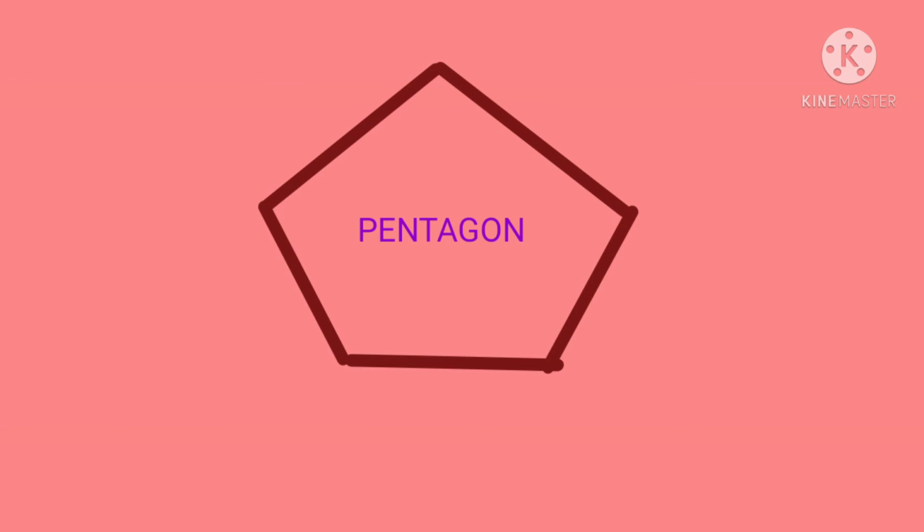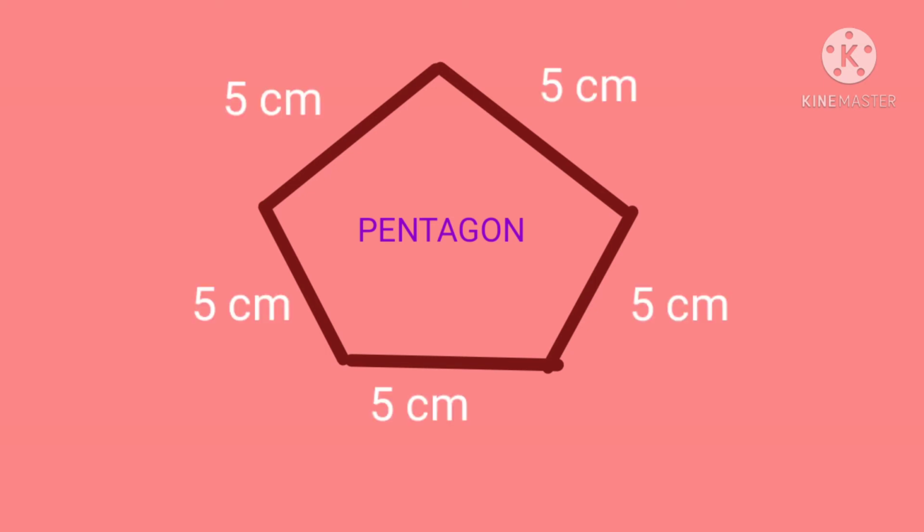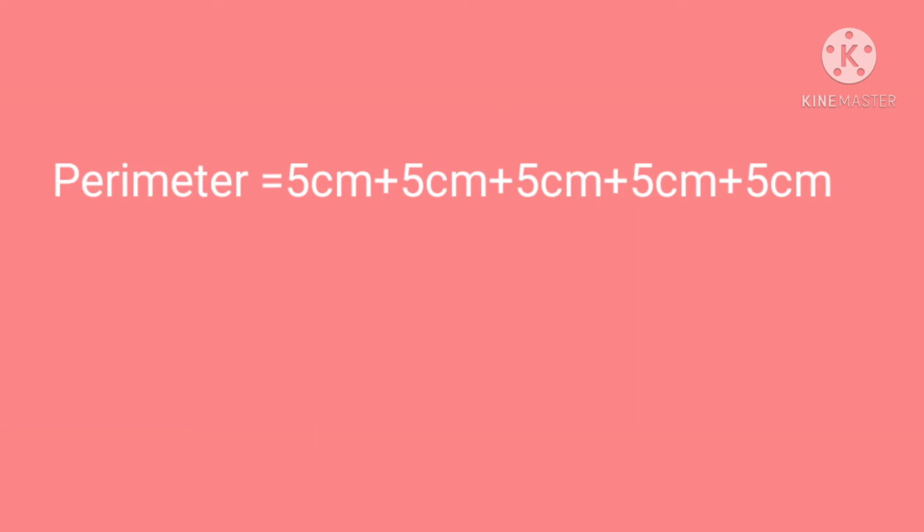Now look at the pentagon here. It has 5 sides, and that is why it is called a pentagon. Now, the length of each side of the pentagon is equal to 5 centimeter. So now let us find the perimeter. The perimeter is the total distance around the closed figure pentagon. So the perimeter is equal to 5 plus 5 plus 5 plus 5 plus 5, which is equal to 25 centimeter. So the perimeter of the pentagon is equal to 25 centimeter.